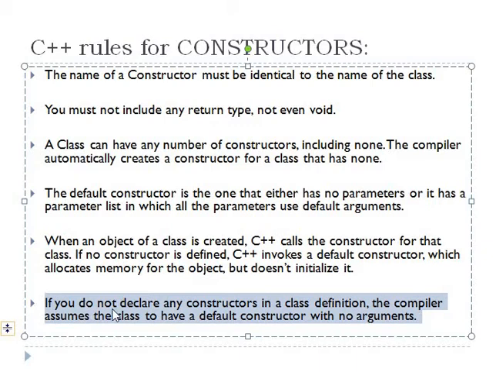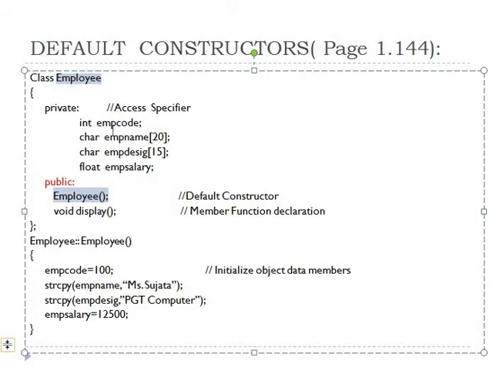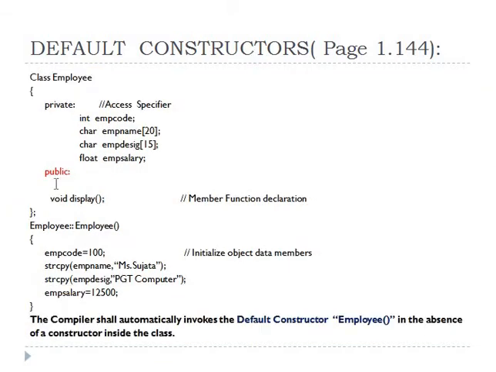Then look at this point. It says if you do not declare any constructors in a class definition, the compiler assumes the class to have a default constructor with no arguments. Now in this case, for this class named employee, you already have a default constructor, which has no parameters, and that has been declared under the public section. Now if I remove this default constructor, then the compiler shall automatically invoke the default constructor employee, which I have already explained.